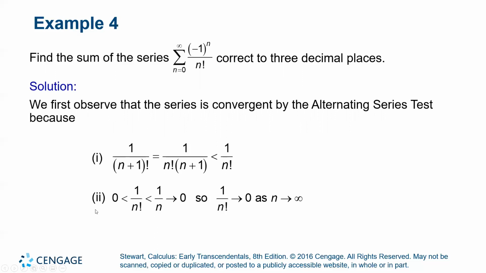The second condition is that the limit has to be 0. So what's the limit of 1 over n factorial? Well, as you can imagine, n factorial grows incredibly quickly.